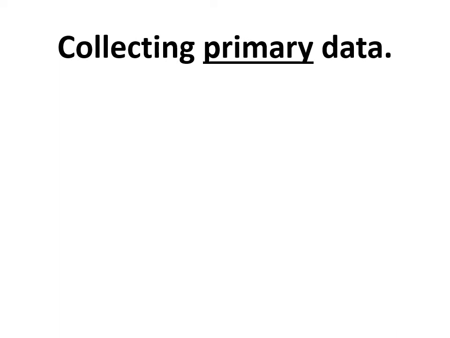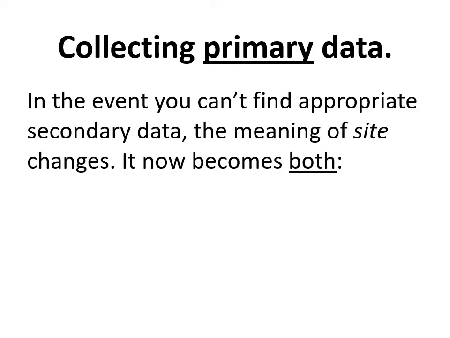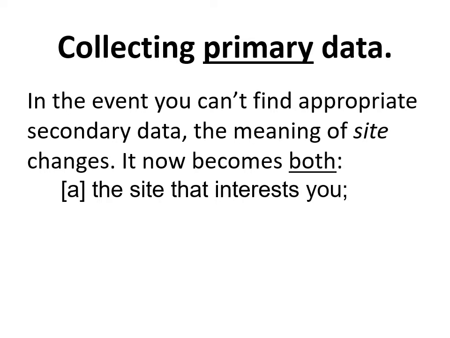Things that you want to think about when you're collecting primary data, and to be clear, when you get to Peterborough, that's what you're going to have to do. And for the research proposal for this course, I want you to write a research proposal that involves the collection of primary data. So you want to pay attention to this. So things to be aware of when collecting primary data is that, if you can't find an appropriate secondary site, literally the meaning of the word site changes, because it now becomes both the site that interests you.